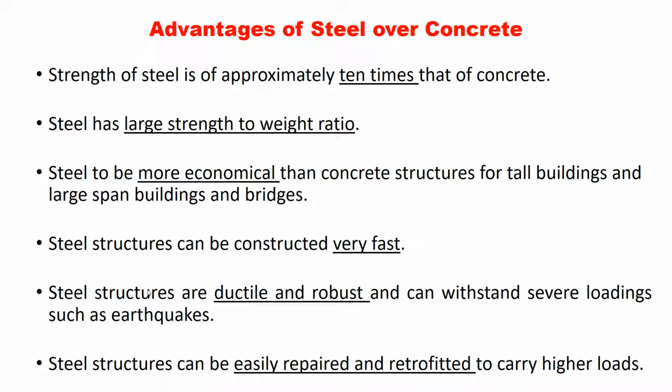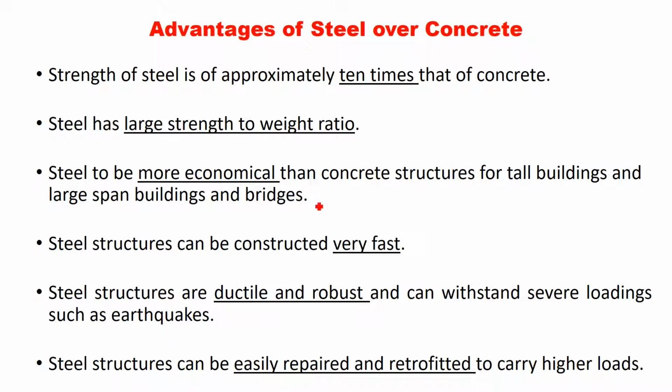If somebody asks you what are the advantages of steel material over concrete, these are a few advantages. The strength of steel is approximately 10 times that of concrete. Steel has a large strength to weight ratio, right? Then steel is more economical than concrete if you are using it for very tall buildings, high rise structures, not for small buildings or low rise structures.